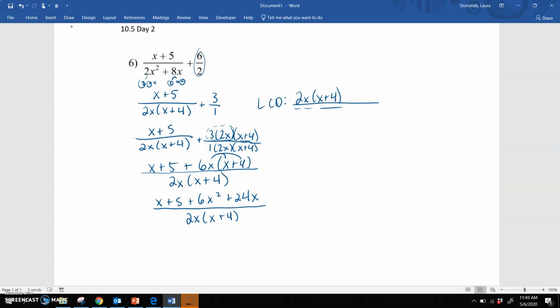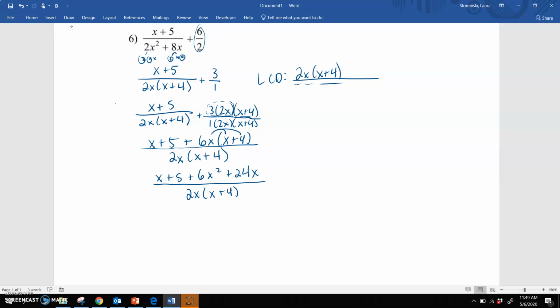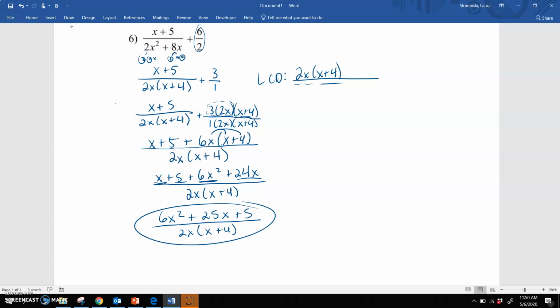And last but not least, I'm going to make sure I combine like terms and put it in standard form. So the 6x squared comes first. I have 1x plus 24x, so I have plus 25x plus 5. So that's my top over 2x times x plus 4. There's my final answer.